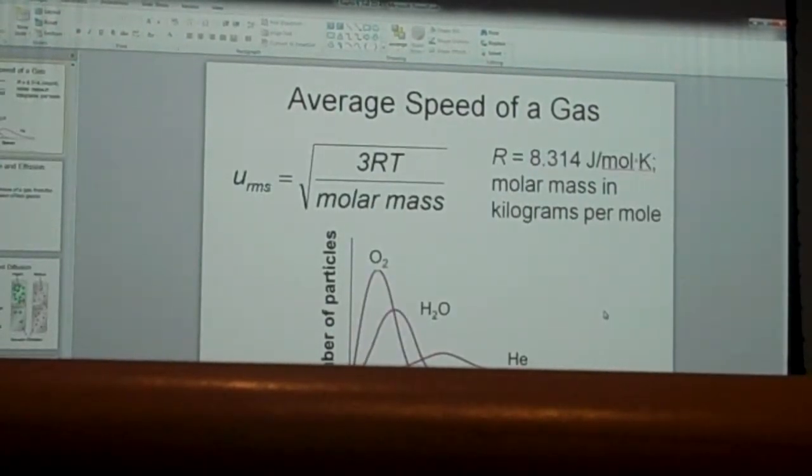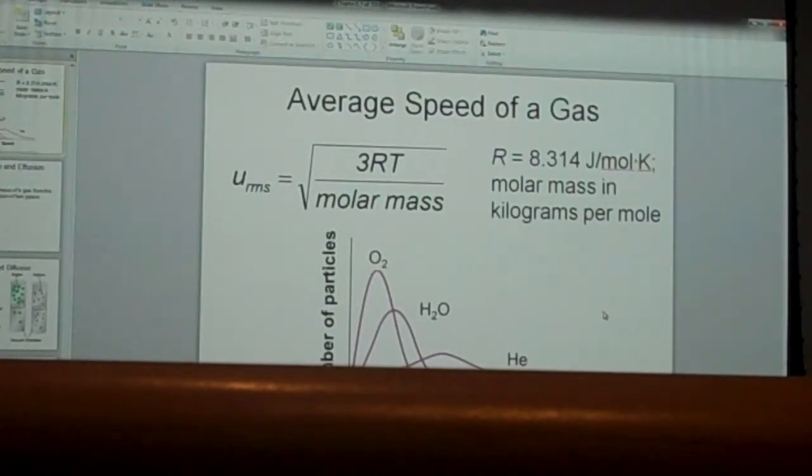The average speed. Now, the units might scare you because they don't really work out to meters per second. But they do if you actually know what a joule is. If you know what a Newton is, it's a Newton meter. So if you know what these things are, then those units work out. 3 has no units, R is in joules per mole Kelvin, temperature is in Kelvin, and molar mass. The molar mass has units of kilograms per mole, not grams per mole. So if you use this equation, you can't use grams per mole, which is on the periodic table. You've got to convert to kilograms per mole.